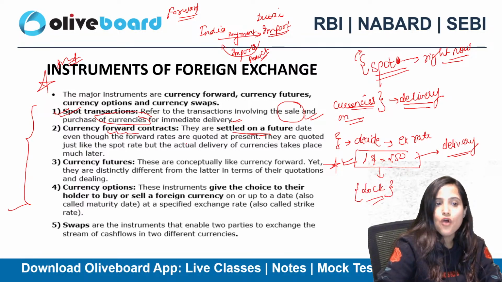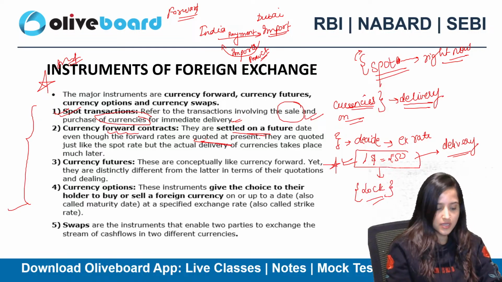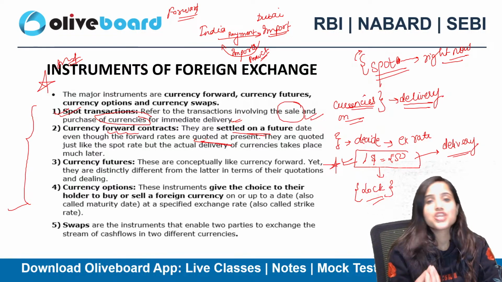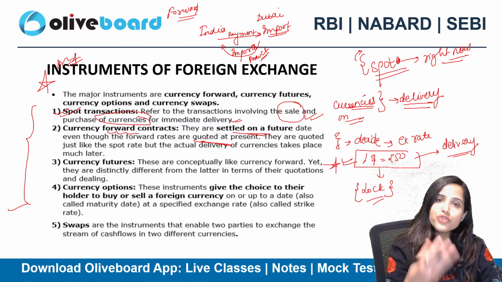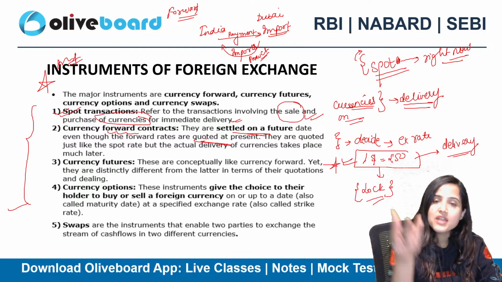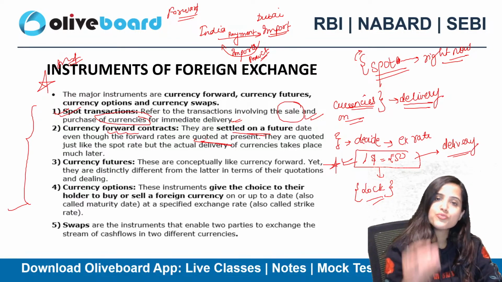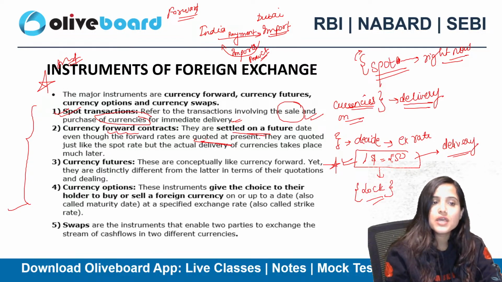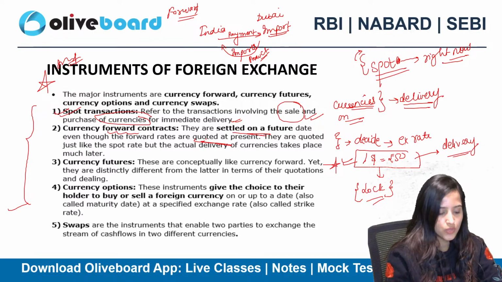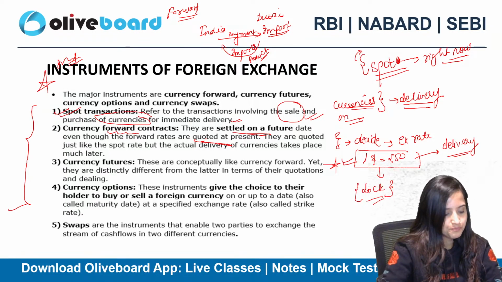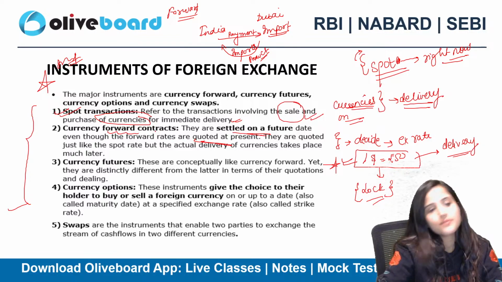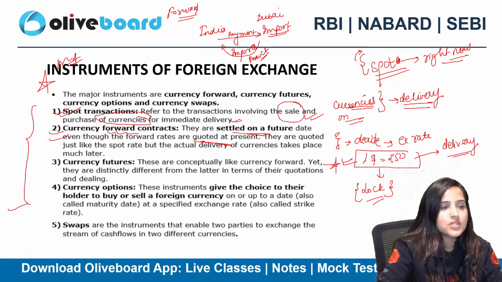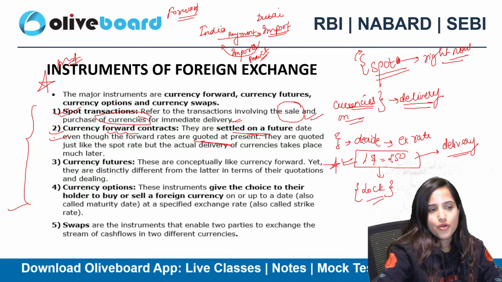So even though the forward rates are quoted at present, तो किस रेट पे हम बाद में ट्रेड करेंगे, the exchange rate at which I am going to trade on a future date, that is going to be decided right now. लेकिन जो डिलीवरी है, प्रोडक्ट्स की जो डिलीवरी है, वो फ्यूचर में सेटल होगी. ठीक है? Clear everyone? So this is your forward contract.